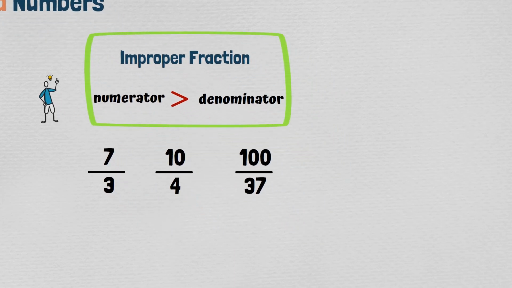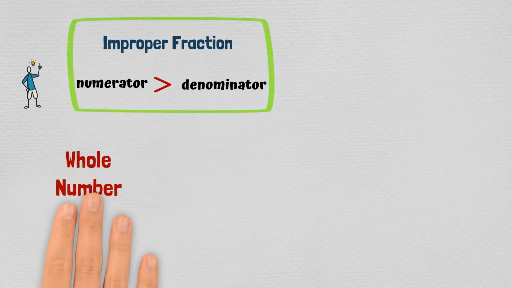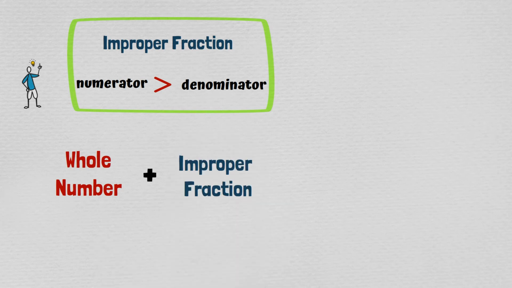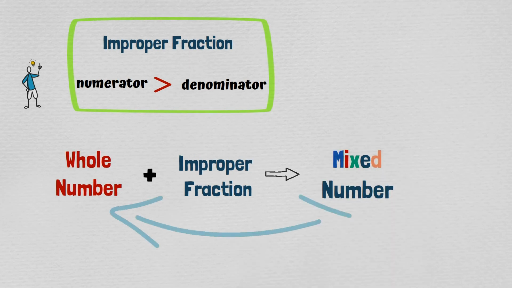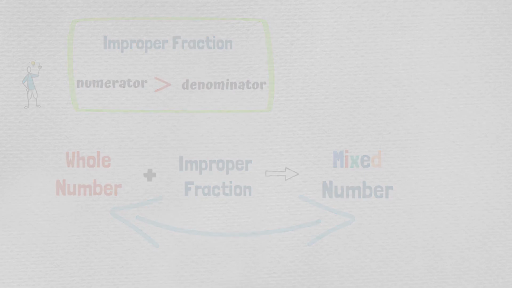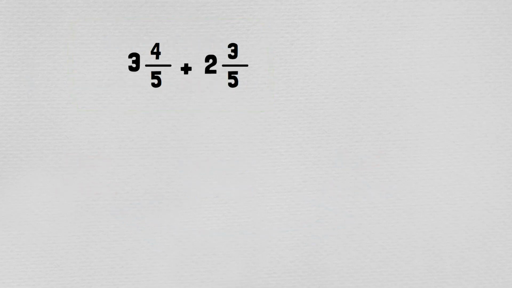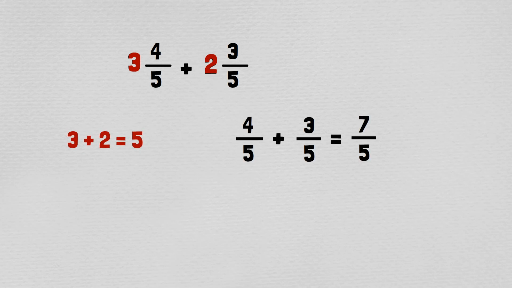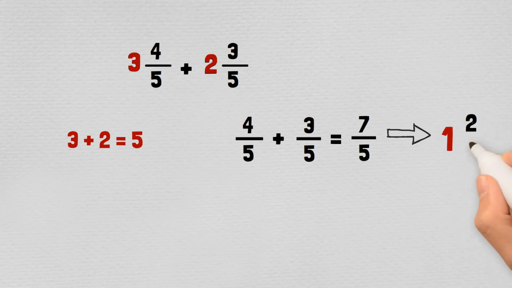We would still add the whole numbers and the fractions separately, just like we already learned. However, the improper fraction we would get needs to be modified into a mixed number itself in order to find the solution. Here's an example. 3 4/5 plus 2 3/5. The whole numbers 3 plus 2 equals 5. The fractions 4/5 plus 3/5 equals 7/5. 7/5 can be turned into a mixed number 1 2/5.